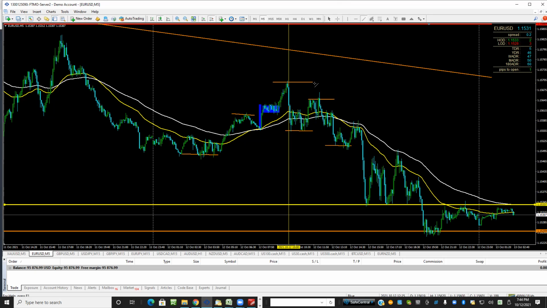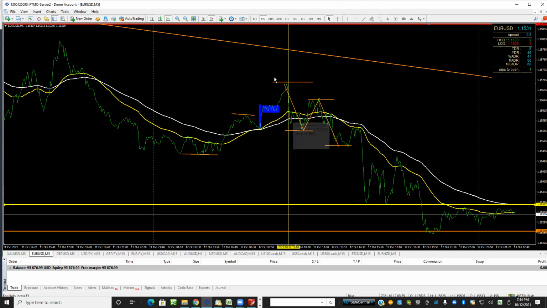Yes. So I actually went from here to here, to here, to here. There's my structure. Can you see it? Yep. So now what am I waiting for? I'm waiting for it to form a lower high than this high here. So now I recognize my structure.